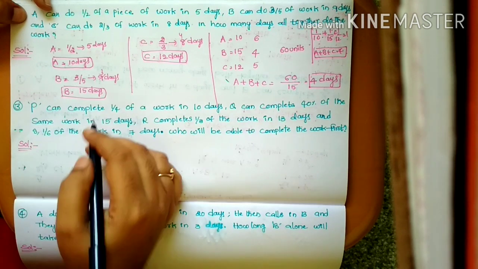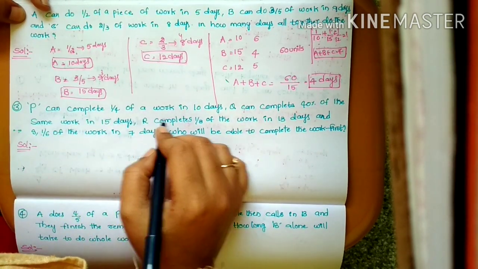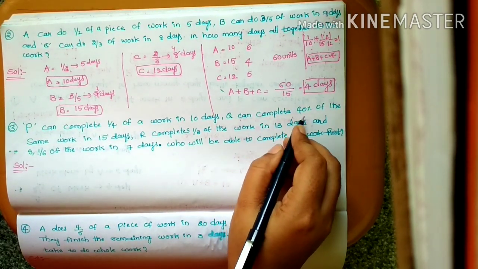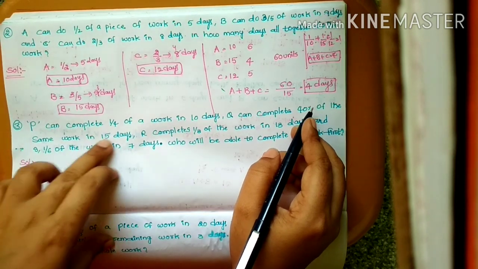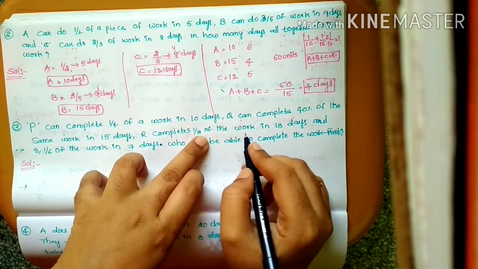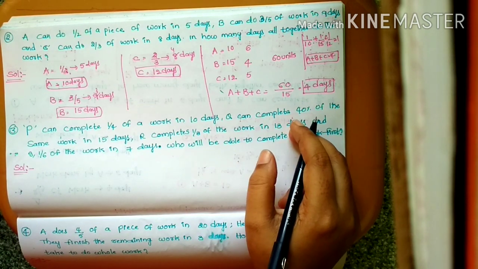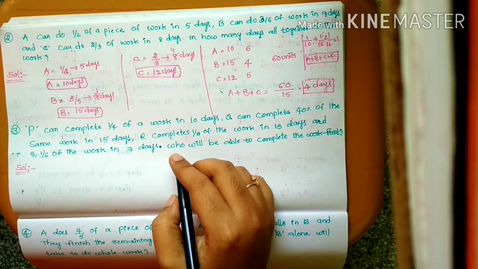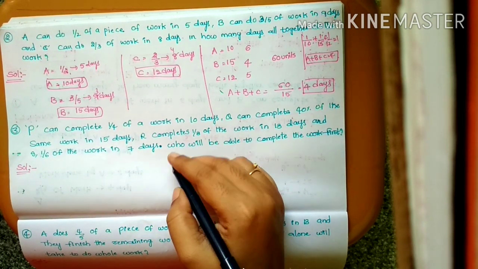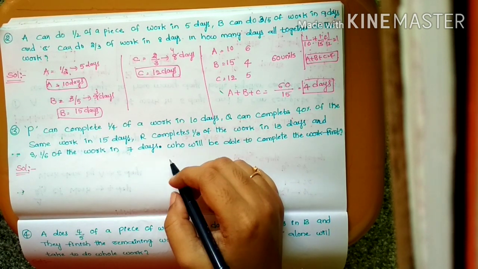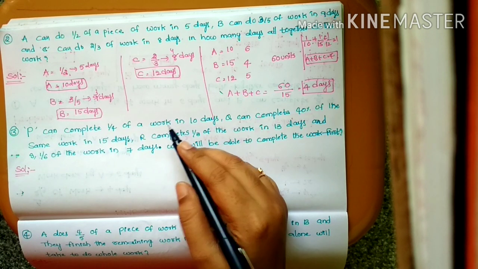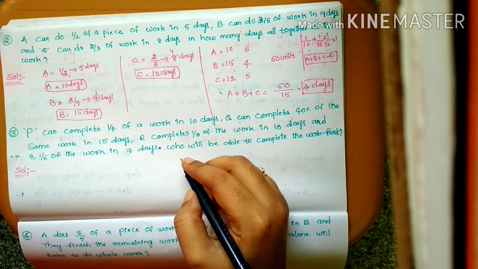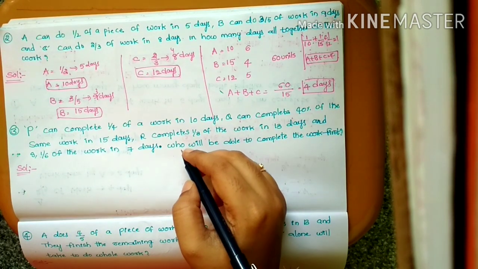Next, third question. P can complete 1/4 of work in 10 days. Q can complete 40% of the same work in 15 days. R completes 1/3 of work in 13 days. And S 1/6 of work in 7 days. Who will be able to complete the work first? Here the question is different. P, Q, R, S, out of 4, which one will be able to complete the work first? This is the question.